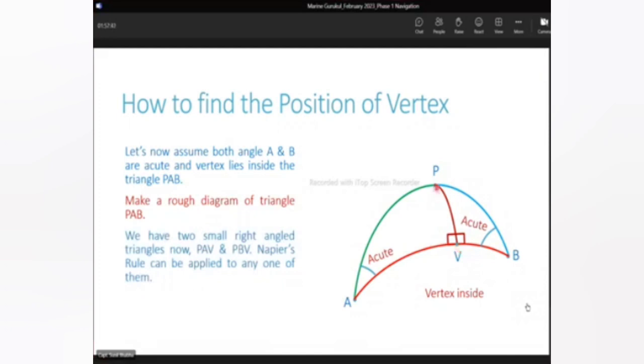Now in this diagram we have two small right angle triangles.